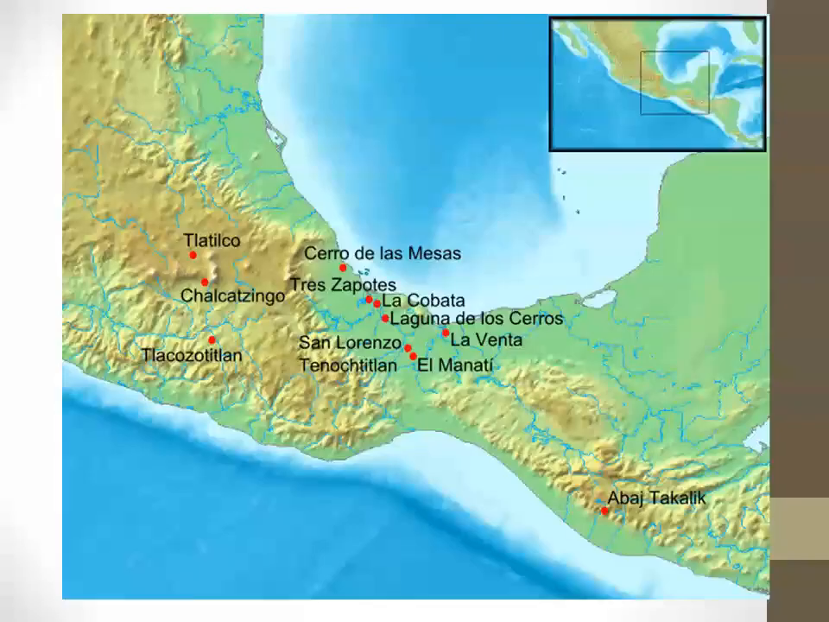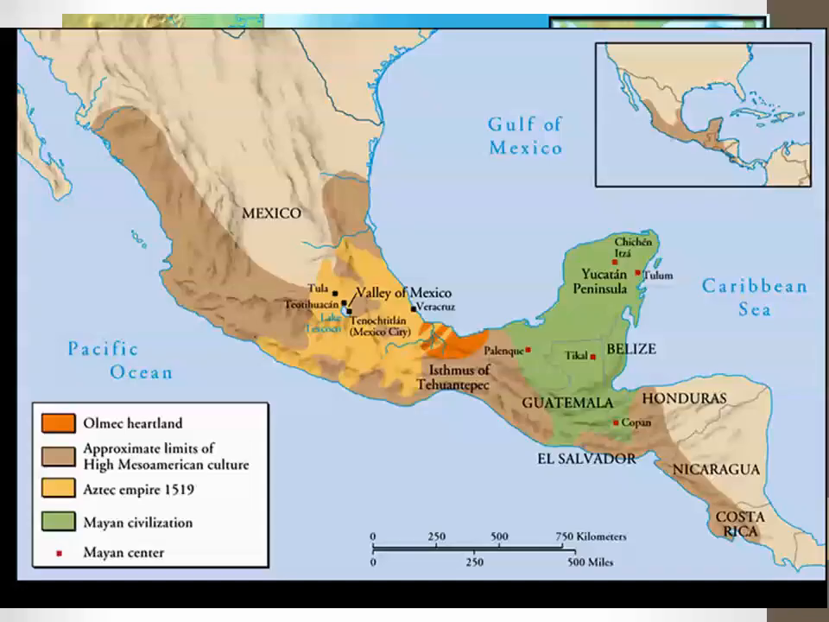This is another look at the locations of Olmec civilizations. Major cities are places like Tres Zapotes and La Venta. This map gives you a perspective on the region we're talking about. The Olmec heartland is in the orangish red. The Mayan civilization, which we're going to talk about in a little bit, is in green. The Aztec Empire is in yellow. And the brown depicts the full expanse of Mesoamerican influence of these cultures.